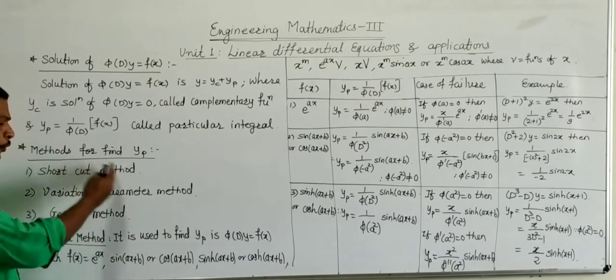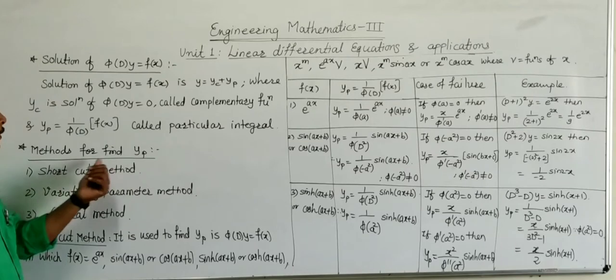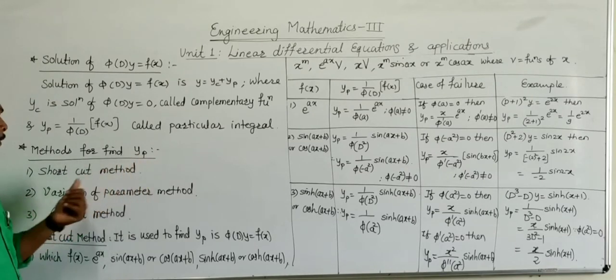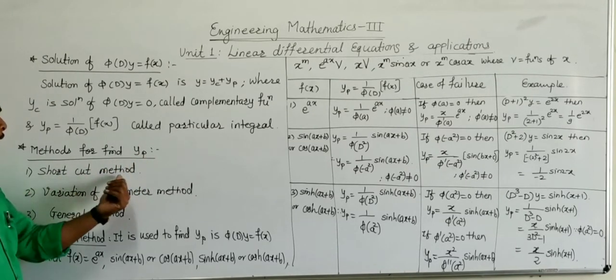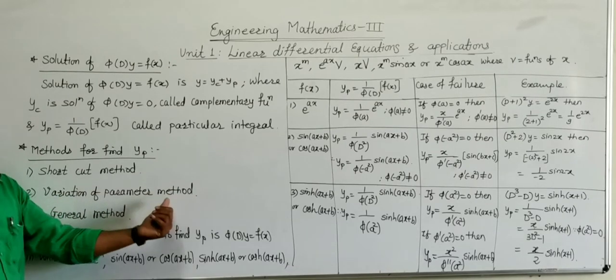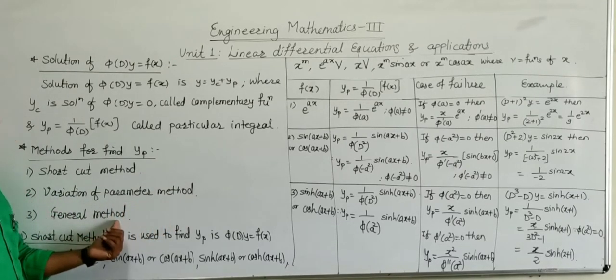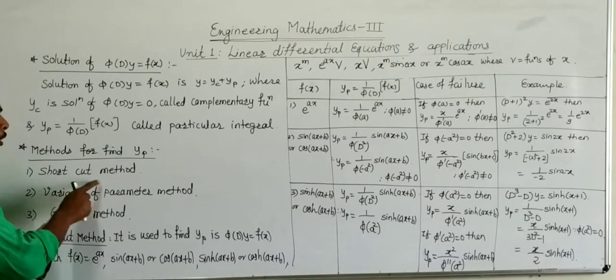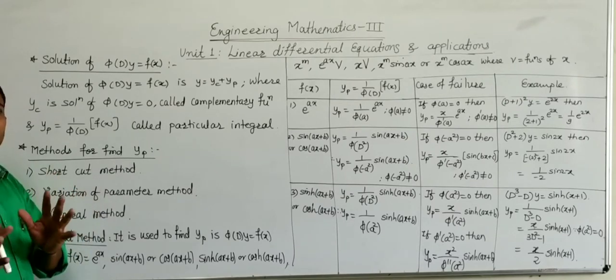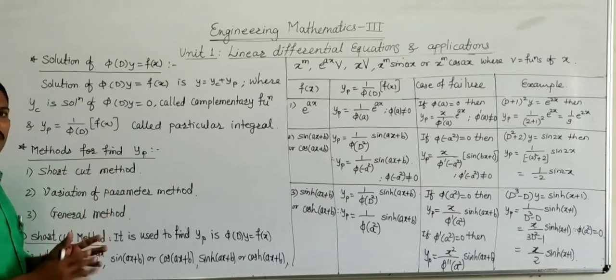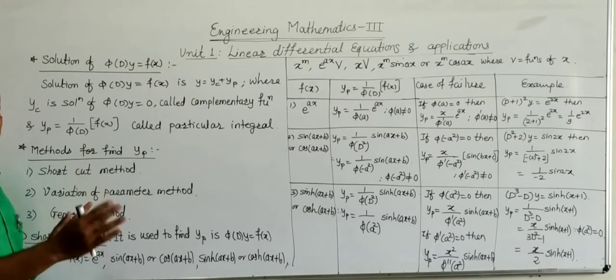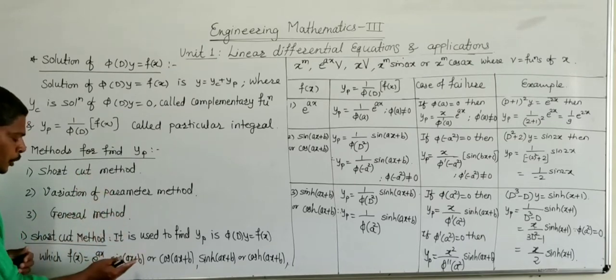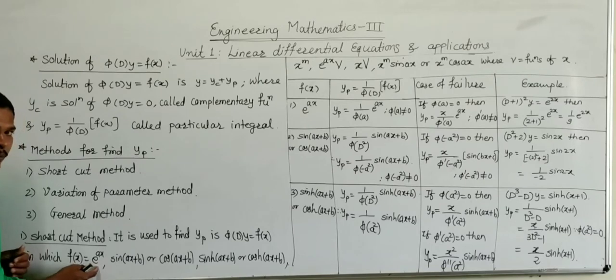There are three methods in our syllabus for finding the particular integral yp. The first method is the shortcut method, the second is the variation of parameter method, and the third is the general method. In the shortcut method, if our function f(x) is in some standard form, then we apply the shortcut method. So this function should be in one of these standard forms.